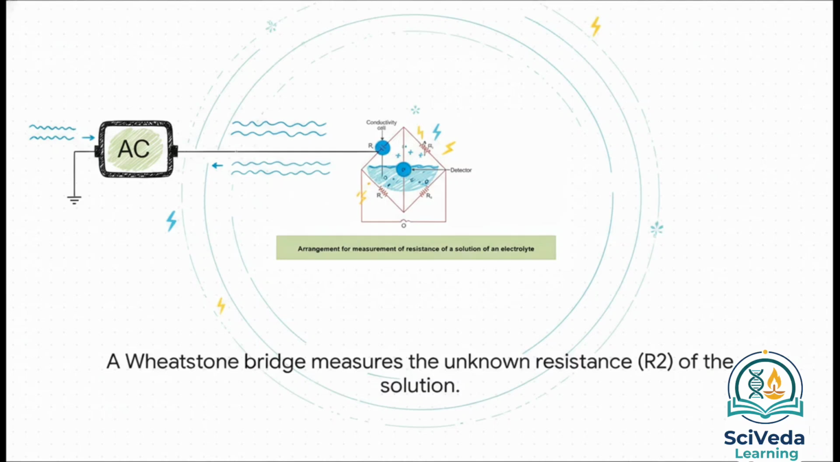So, to recap, we have our AC power source to avoid chemical reactions, and we have our conductivity cell, which we filled with our solution. The next step is to place this cell into a very specific type of circuit called a Wheatstone bridge. In this diagram, our cell is R2, the unknown resistance we're trying to find. It's a really clever setup that lets us figure out that resistance with incredible precision.